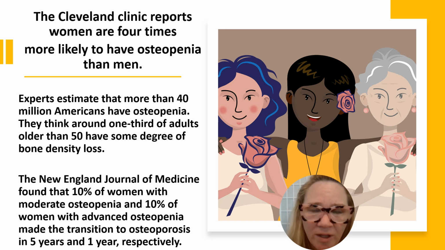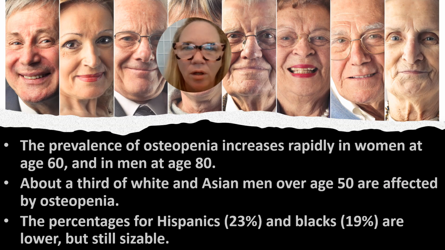The New England Journal reports those who are diagnosed with osteopenia, 10% of the women with moderate osteopenia will transition to osteoporosis within 5 years. And 10% of women who have advanced osteopenia will transgress to osteoporosis within 1 year of diagnosis. The prevalence rate of osteopenia increases rapidly with women at the age of 60, and with men at the age of 80.